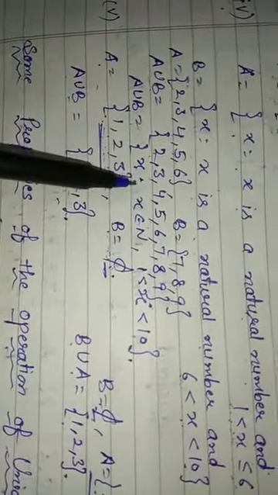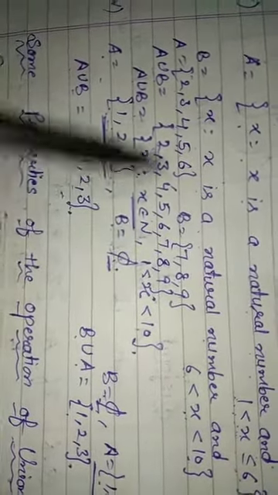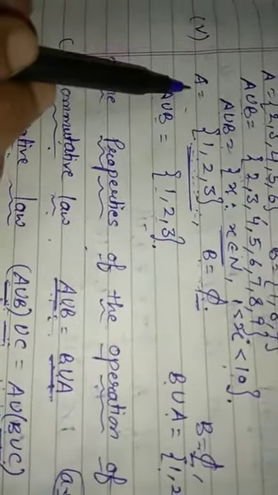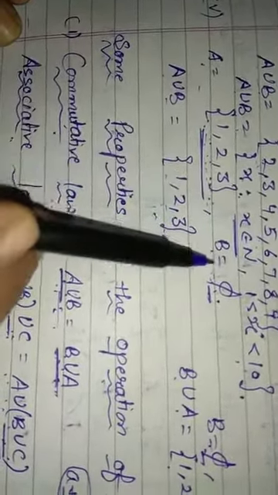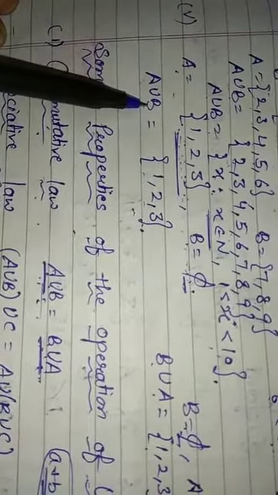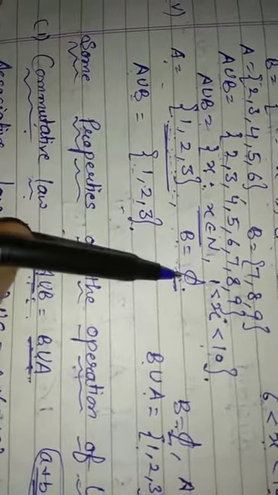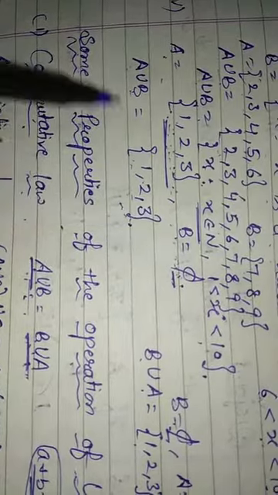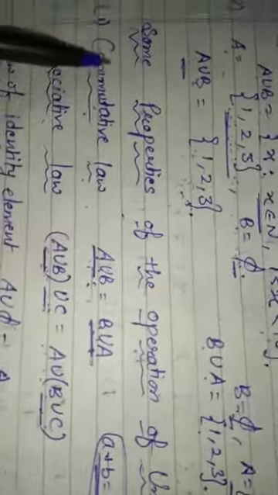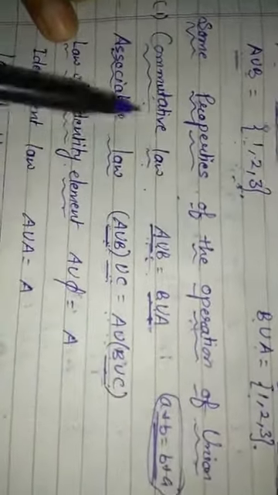A union B is X such that X is a natural number and lying between 1 and 10. Clear? Now come to the fifth part. A is equal to 1, 2, 3 and B is the empty set. So what will be A union B? A union B will be 1, 2, 3, and there is no element in B, so we will not write anything. So A union B is 1, 2, 3.